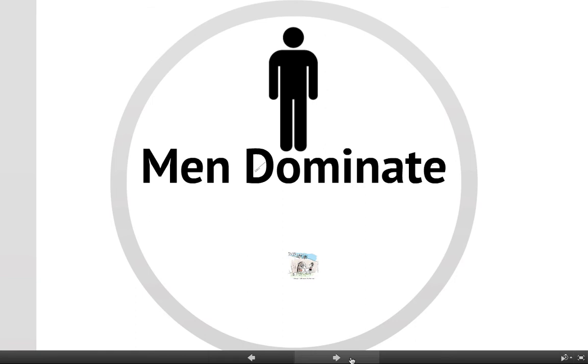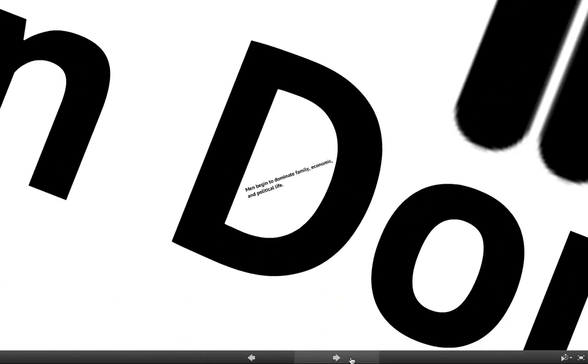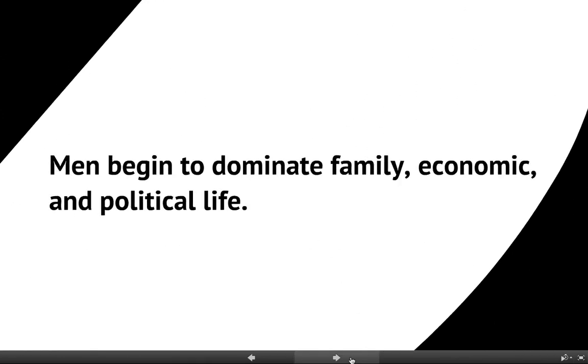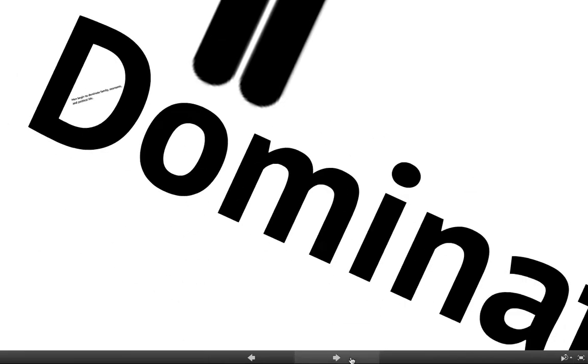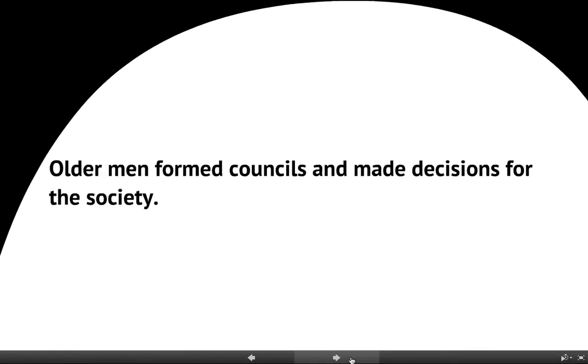In farming societies and Neolithic societies, men start to begin to dominate. They'd start dominating family life. They start dominating economic and political life. They become the leaders. They become the people who tell other people what to do, women and children specifically. Older men formed councils and made decisions for the society.